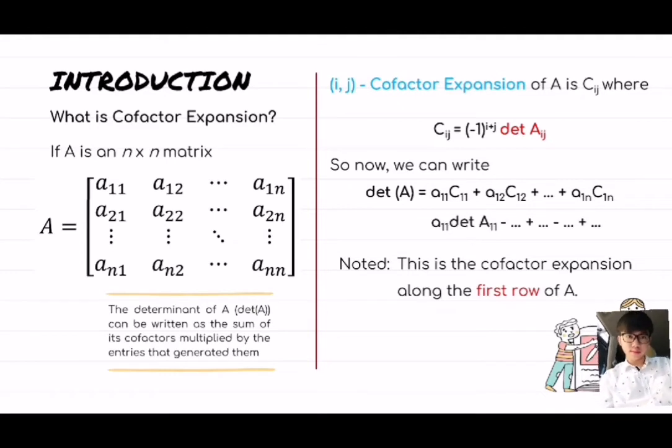So we no longer have to write the a11 times the determinant of A11 and then subtract and add and subtract and add every single term. Also, please take note that this is the cofactor expansion along the first row of A.